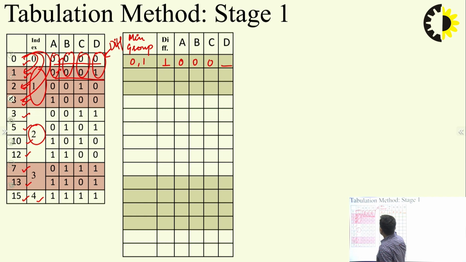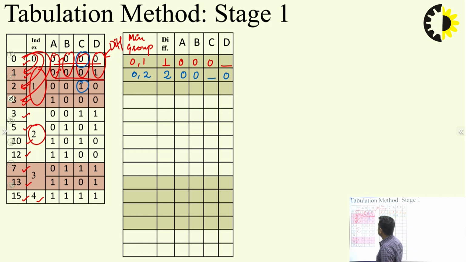So 0 and 2, we can check that this is differing here and the rest of the 3 positions are exactly similar. So for 0 and 2 we can write 0, 0, dash, 0. Just give me a second. I have mentioned it in the difference section. Difference is 2 and 0, 0, dash, 0. So this is the group formed for 0 and 2.